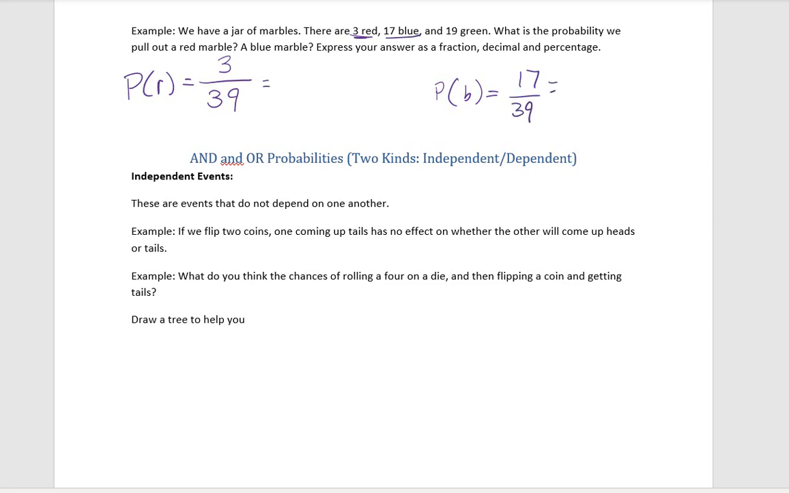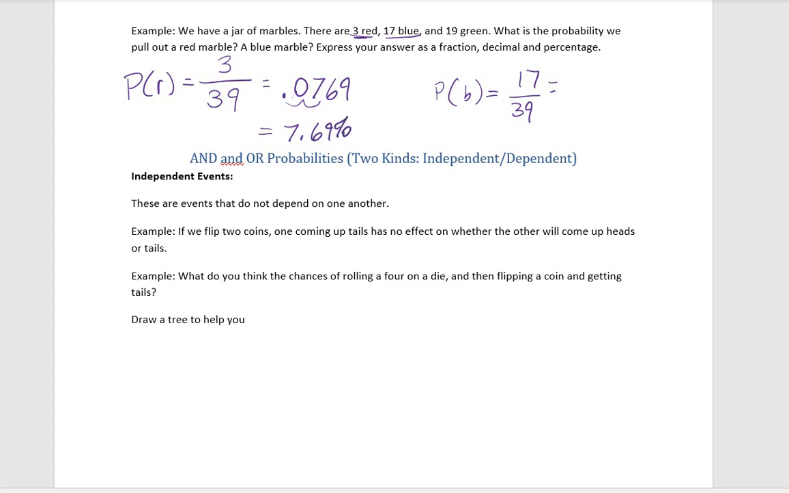And we also wanted to write these as a fraction and a decimal. So when we write these as a decimal, we're going to take 3 divided by 39, and we'll just round to, let's see, 4 decimal places should be good. So that's going to be 0.0769, which when you write it out as a percentage, you're going to move that decimal place 2 to the right. So that'd be 7.69%.